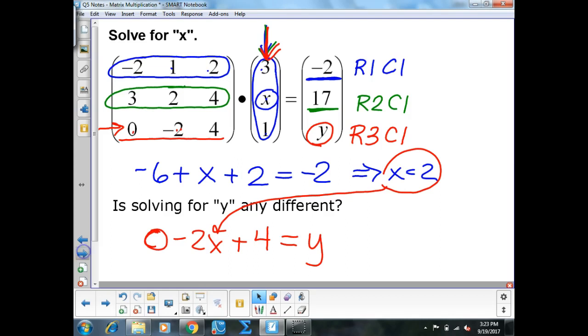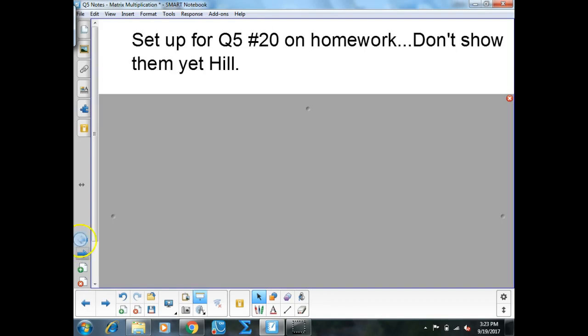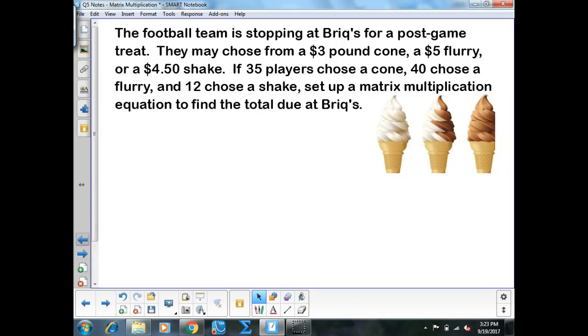All right, last thing here. This one is for all of you that work at Bricks. So the football team is stopping at Bricks for a post-game treat. They may choose from $3 pound cones, $5 flurries, and $4.50 shakes. And we have 35 players choosing a cone, 40 choosing a flurry, and 12 choosing a shake.